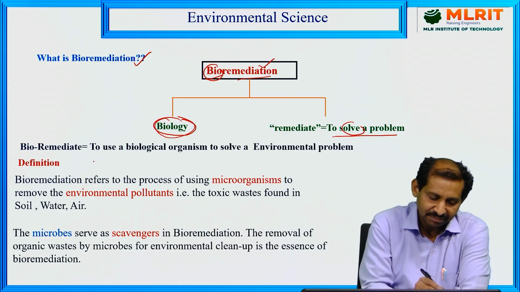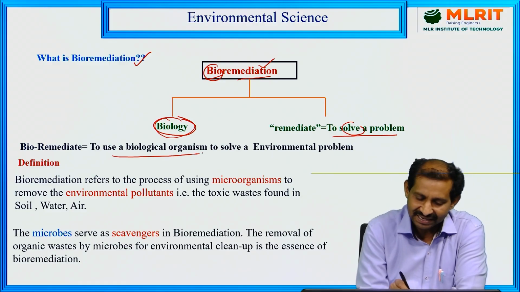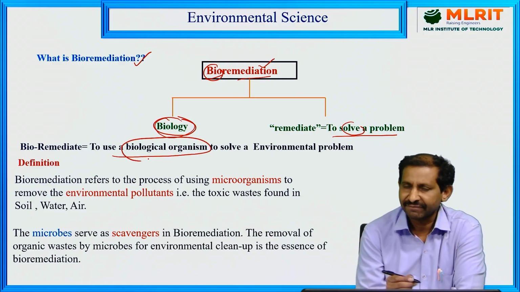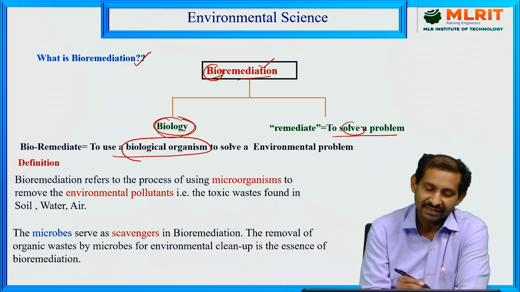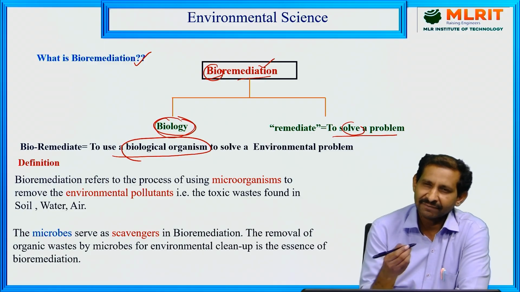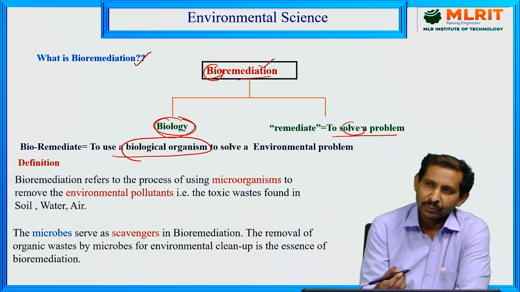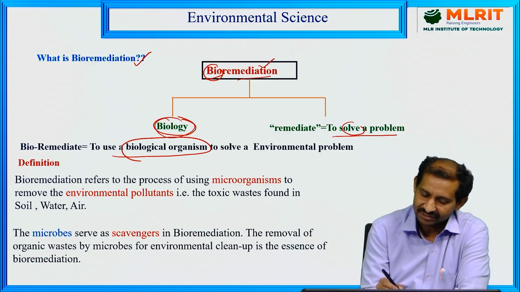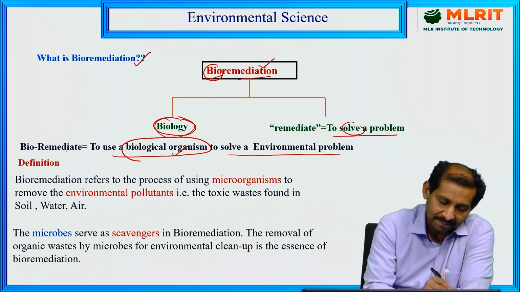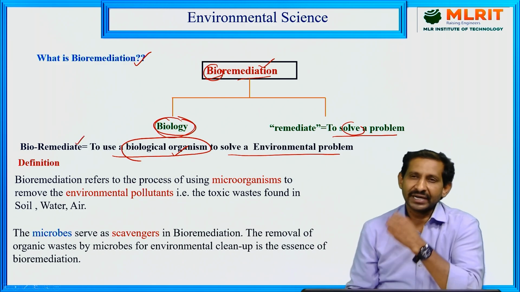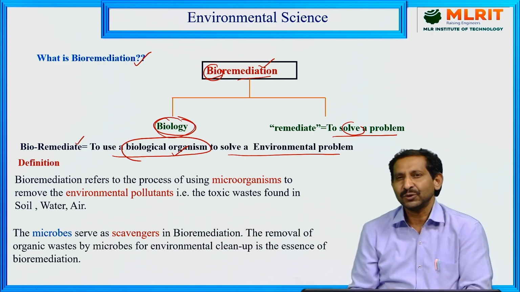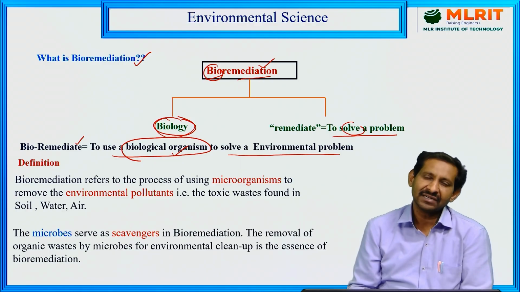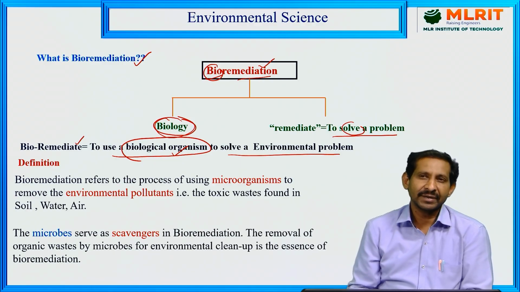So simply we could say, to use biological organisms. There are different types of biological organisms, either bacteria, algae, fungi, different types of microbes, and plant materials, plant extracts. These will be used to solve environmental problems. Whatever is used is called the bioremediate, and that process is called the bioremediation.